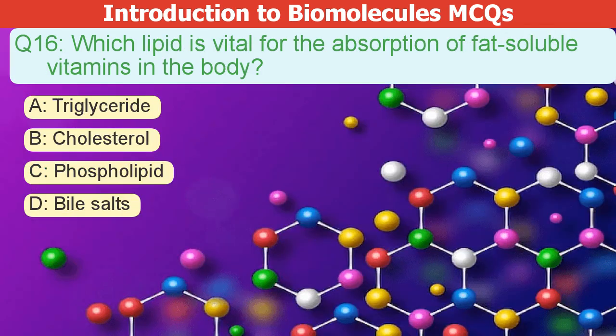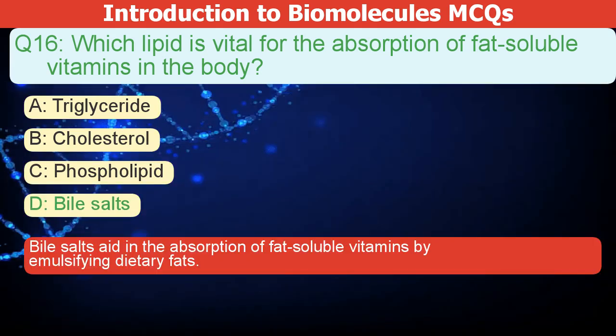Which lipid is vital for the absorption of fat-soluble vitamins in the body? A. Triglyceride. B. Cholesterol. C. Phospholipid. D. Bile salts. The correct answer is D. Bile salts aid in the absorption of fat-soluble vitamins by emulsifying dietary fats.